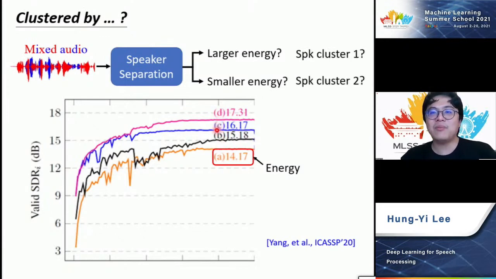How about clustering by speaker characteristic? So you separate your speakers into two groups. The speakers belonging to group 1 will be the output of decoder 1. The speakers belonging to group 2 will be the output of decoder 2. Will it work? It is better than the energy, but there are other approaches that can achieve better performance.